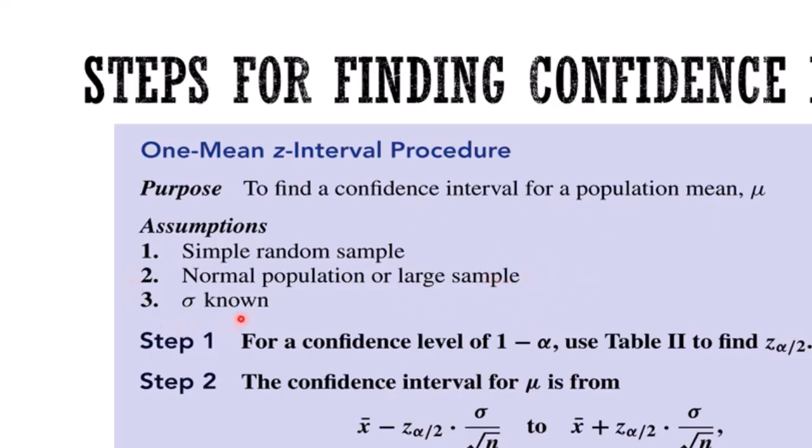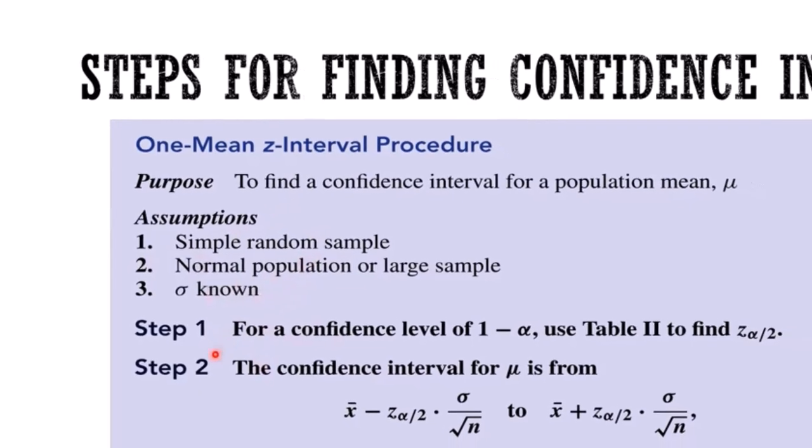And finally, and the most important criterion is that sigma should be known. Now, sigma is the population standard deviation. So in order to use the z interval procedure, we must know the population standard deviation. If it is not known to us, we will not be able to use this procedure. We will have to use a different procedure, right? Given that all these assumptions are met, let's go through the steps.